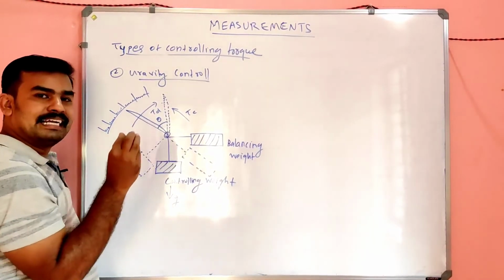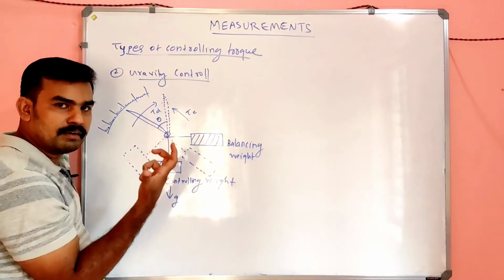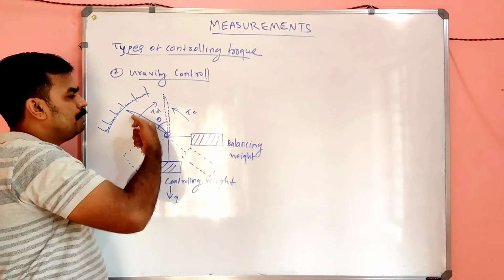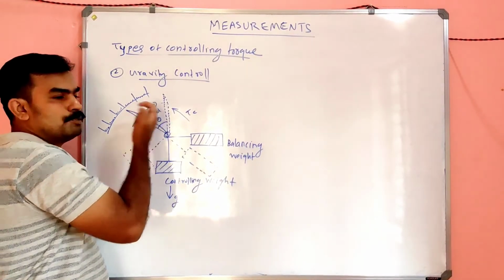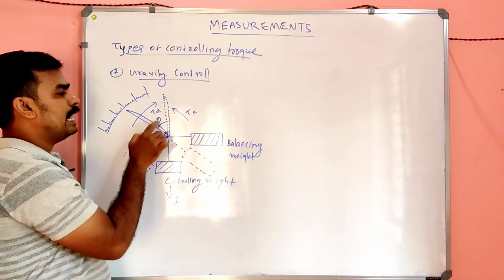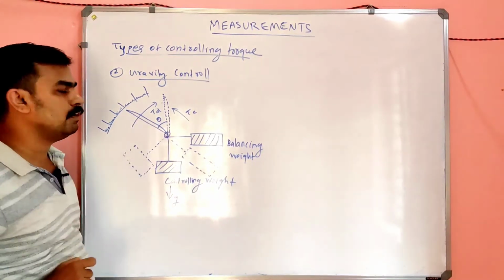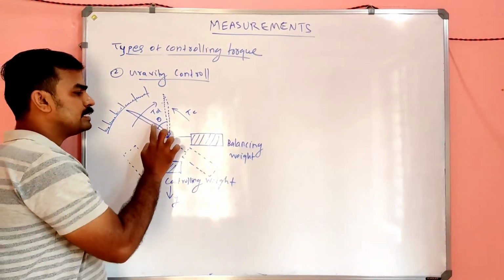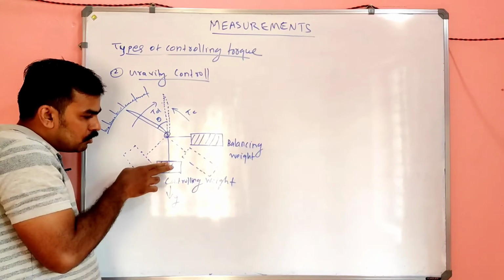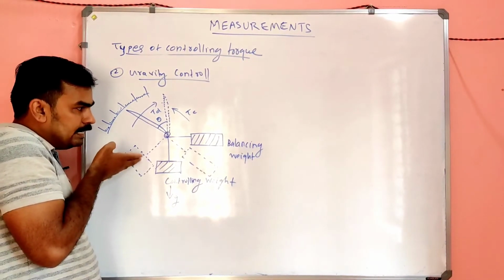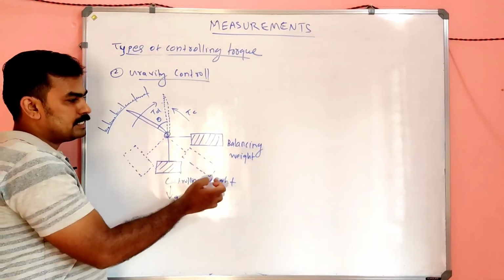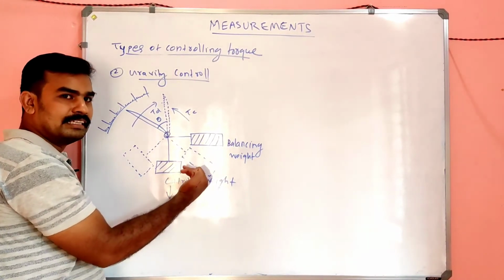Suppose we apply some current or voltage. The pointer will definitely move from one point to another. That moving angle will be theta. Due to this deflection, what happened? The controlling weight also moves slightly in this direction, so the balancing weight also moves like this.